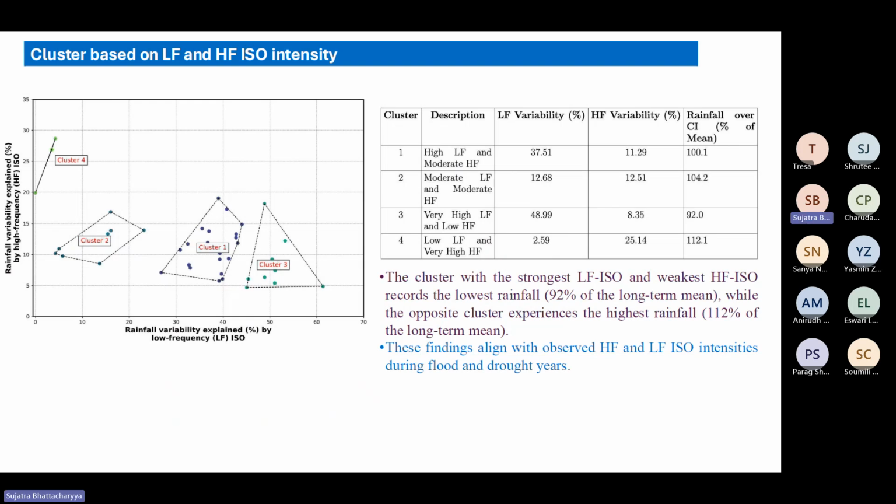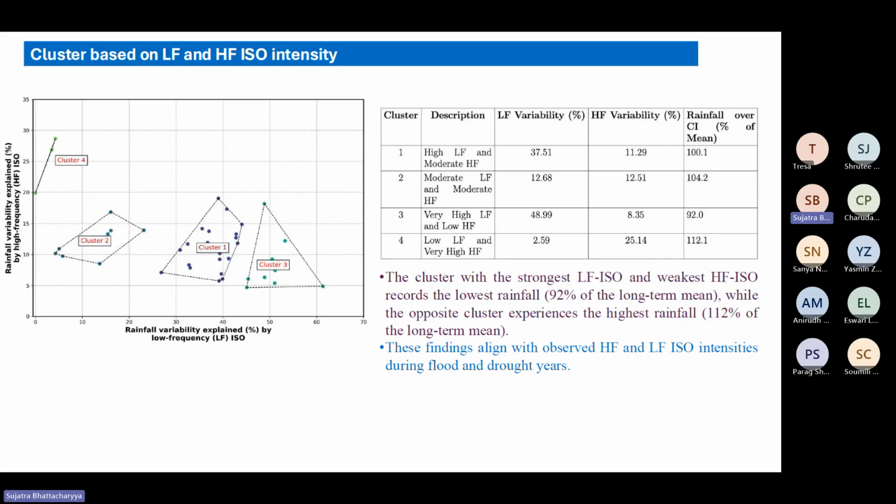It has been seen that when there is very high LF and low HF, the overall rainfall over central India is 92% of the long-term mean. When there is a high HFISO, the mean rainfall becomes 112% of the long-term mean of these years.